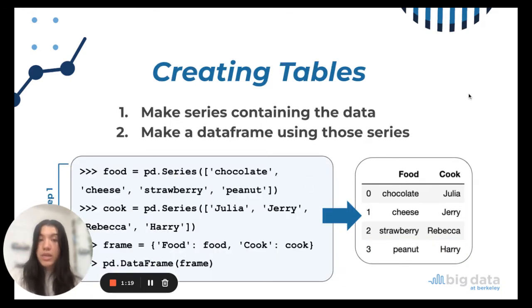So in order to create a table, we first have to create series containing the data and make a data frame using those series. So in this example below, our food series contains the different types of food: chocolate, cheese, strawberry, and peanuts, while our cook series contains the different cooks for these foods: Julia, Jerry, Rebecca, and Harry. And finally, we create a data frame that contains the series as columns. So we have our food column and our cook column created from our series, and we also have our index values. So that is the most basic way to create a table.